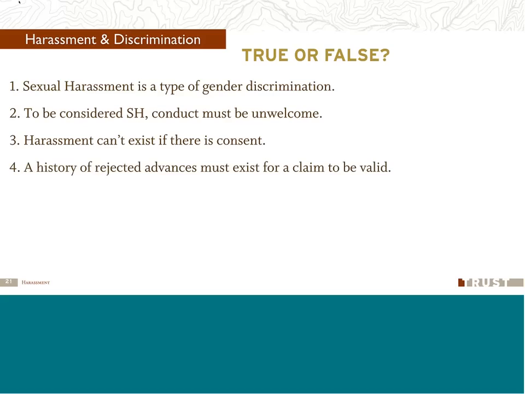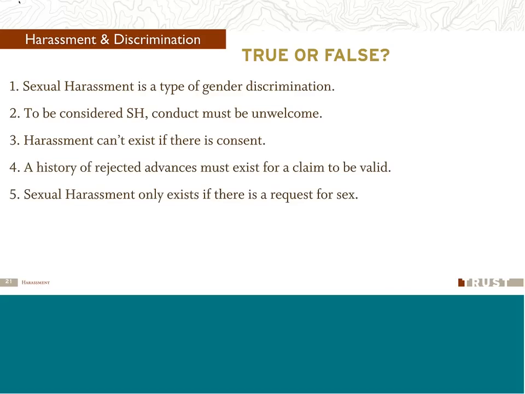A history of rejected advances must exist for a claim to be valid. That's not necessarily true either. We can have a complaint whether or not someone has actually turned down our advances to get that person to go out with us or whatever. There doesn't have to be a record of a rejection. Whether it's unwelcome may be something that was not communicated clearly, but that doesn't make the behavior okay.